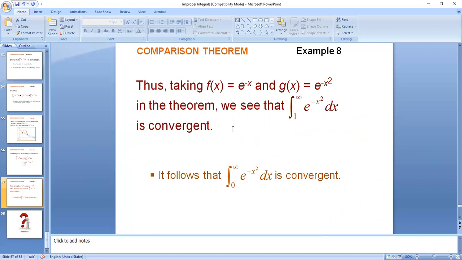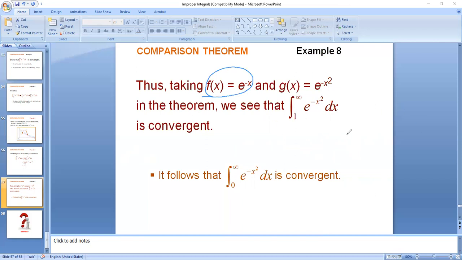Why do we conclude in the first place that the integral of this non-elementary integral e raised to minus x squared from 1 to infinity is convergent? We used an alternative integral in the form of just the function e raised to minus x to evaluate, because we cannot evaluate it directly.